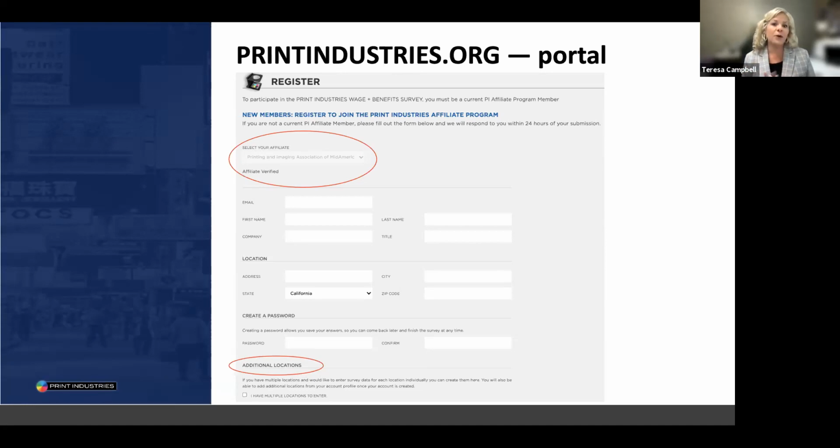Now, if you've already used the wage and benefit survey before, and you had multiple locations, I want you to email us so that we can break it out for you based on what you entered before. This additional locations option really only pops up if you're a new user, and we can start from scratch.